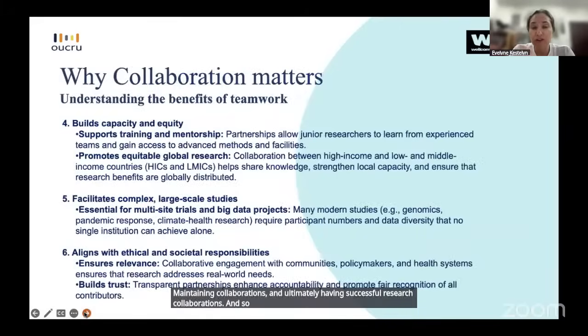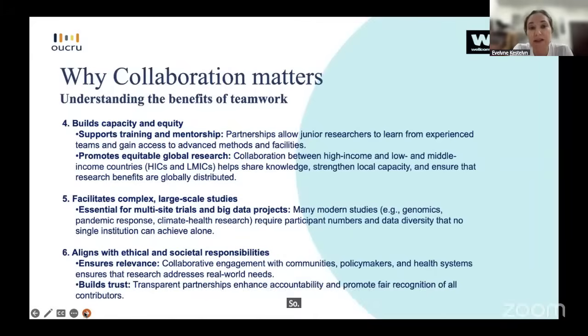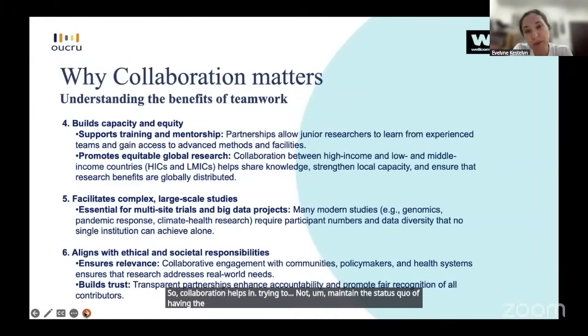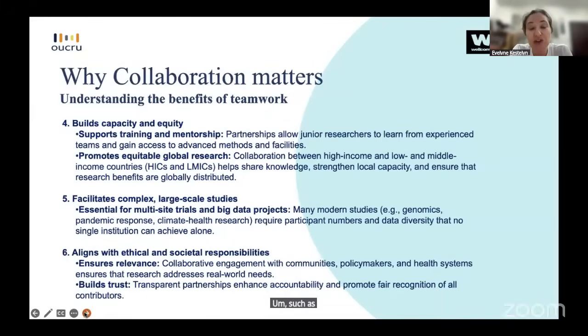And so I wanted to translate those concepts into 3 further elements. So why is collaboration important? It builds capacity and it enhances equity. So collaboration helps in trying to not maintain the status quo of having the research always being funded and conducted by the same people in the same regions, such as high-income countries, because the infrastructure is there, because the knowledge is there. Collaboration can help to promote equitable global research. And when you collaborate with certain partners, that can help to support training.